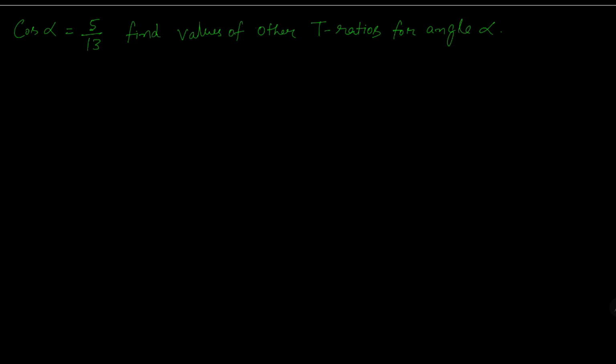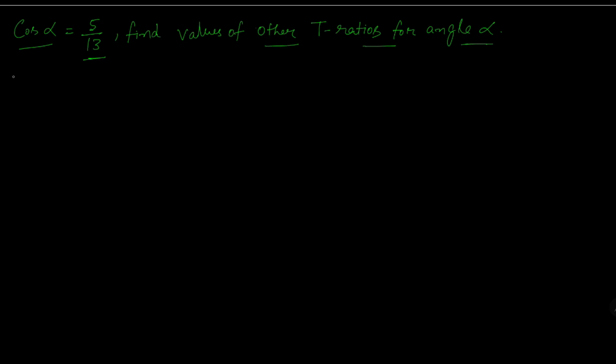Now, for the understanding to be better, let's take up this question. Very simple question. Cos of alpha is given 5/13. The question is, find values of other trigonometric ratios for angle alpha. So you can pause the video and solve it yourself. We'll use the right angle triangle. Cos of alpha is given.